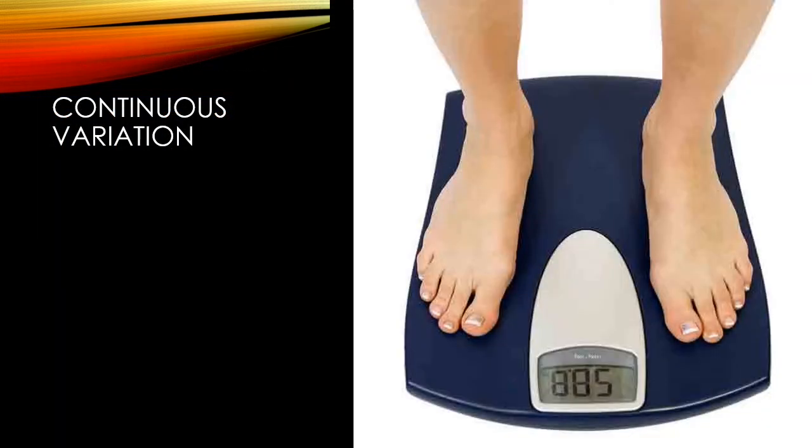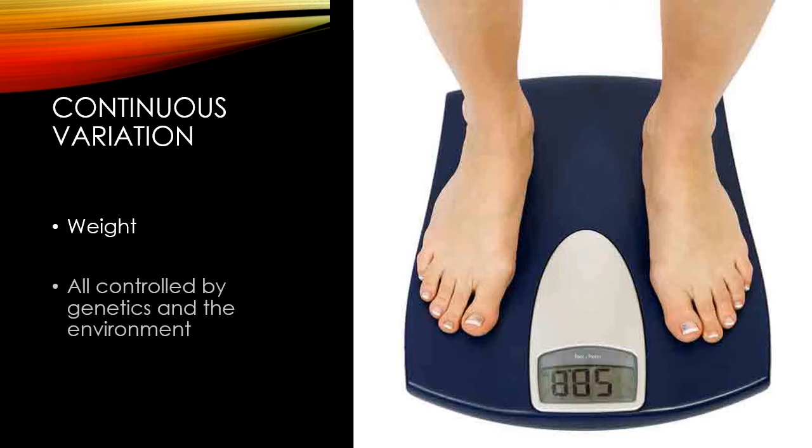An example of continuous variation is, of course, weight. Again, you're not just very heavy or very light. There are lots of things in between, of course. So weight again shows an example of continuous variation. Then we look at the other one, which we said was discontinuous variation.